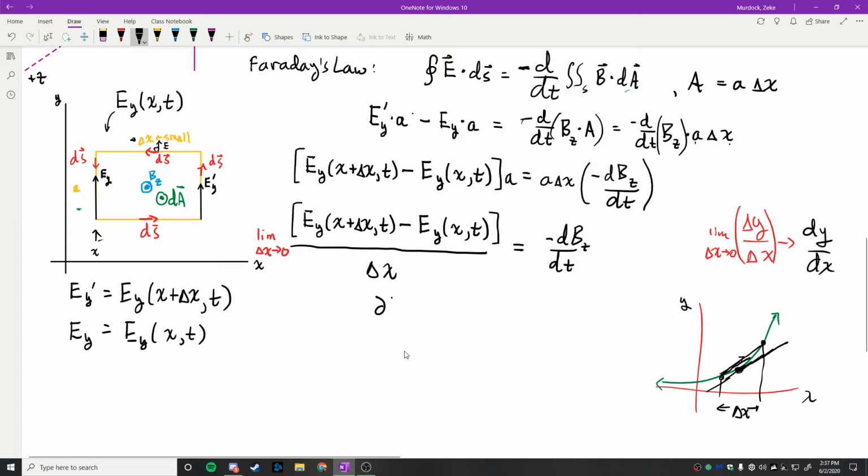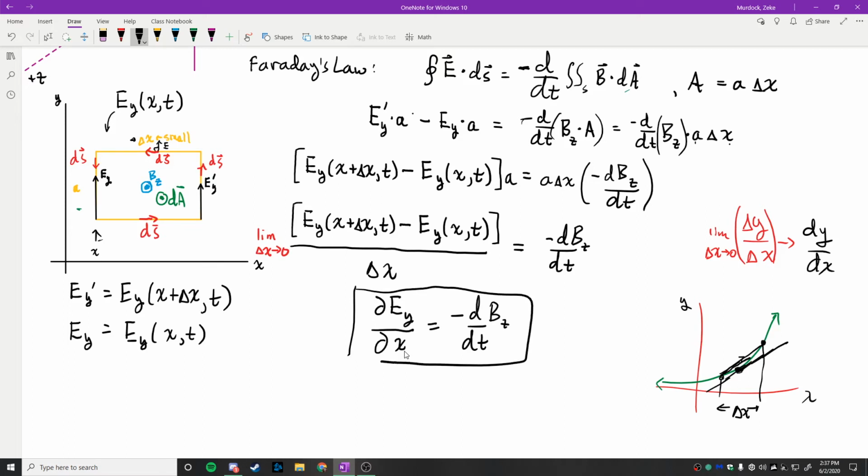This becomes del Ey del x, right? Del Ey del x is equal to negative del B del t. Should I have made these partials? I think these should be partials too. But we'll just be a little bit fuzzy on that and change into partials later, I guess. But you get this equation, which we're going to hold in our pocket and use after we do something else.